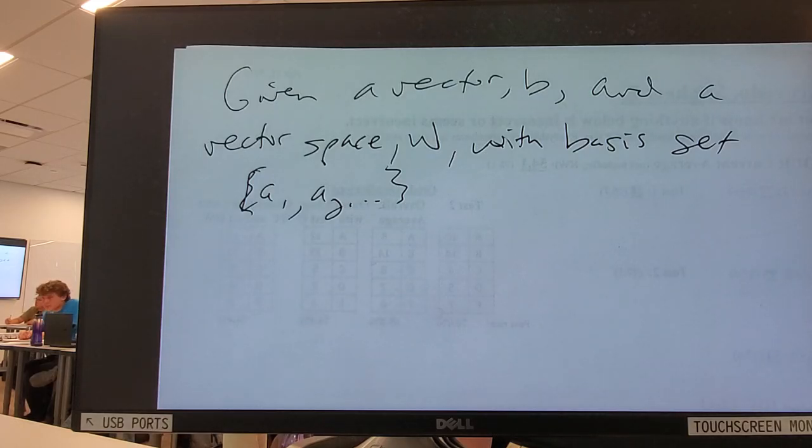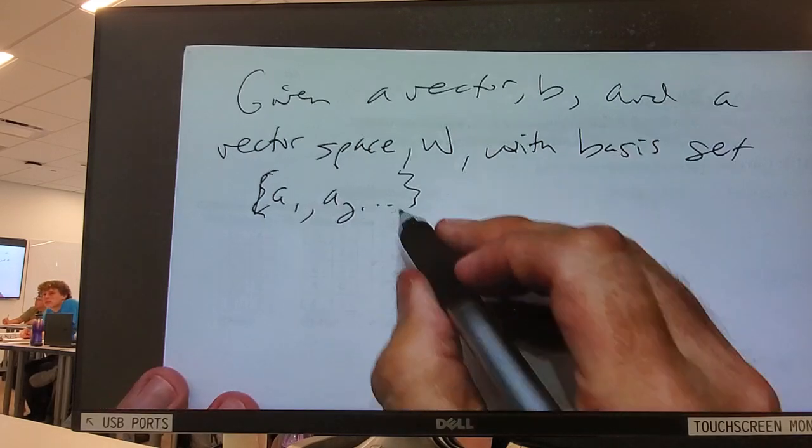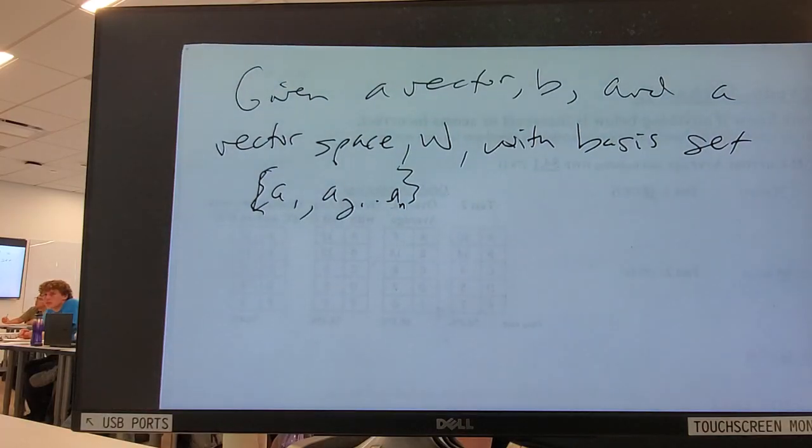Nothing has to be true specifically about the basis set, it just has to be a basis set. So the fact that it is a basis set, what do you know about these A's? We'll say it goes up to AN. What's true about that set of A's? A1, A2, A3? They have to be independent. And of course they also have to span the space.